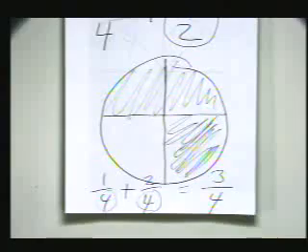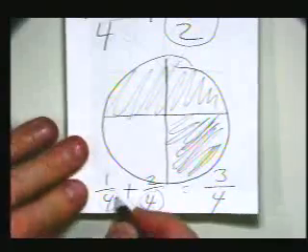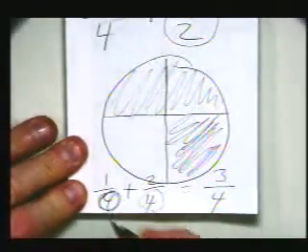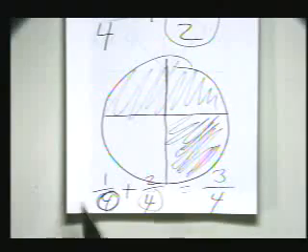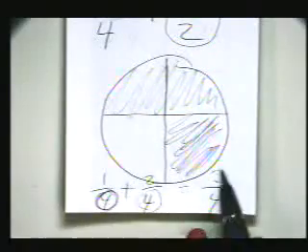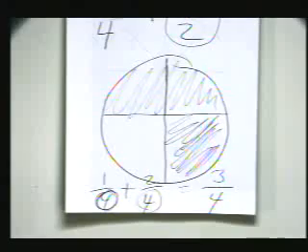Because you see, the denominator tells you really the size of the piece of pizza, doesn't it? That's what the denominator tells you. So if you have 1/4 plus 2/4, that's equal to 3/4. That's the reason why we have to have a common denominator when we add or subtract. We have to have the same size of pizza.